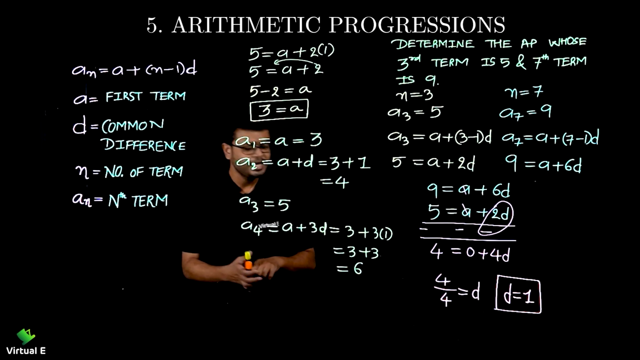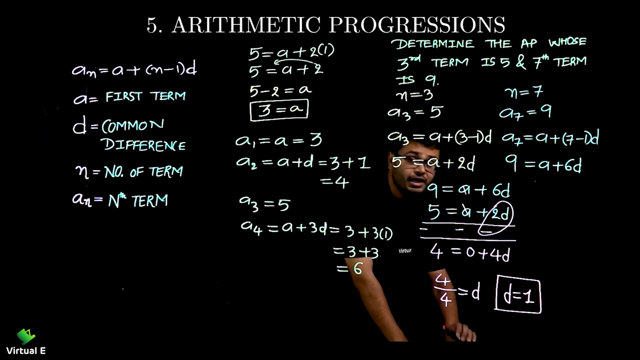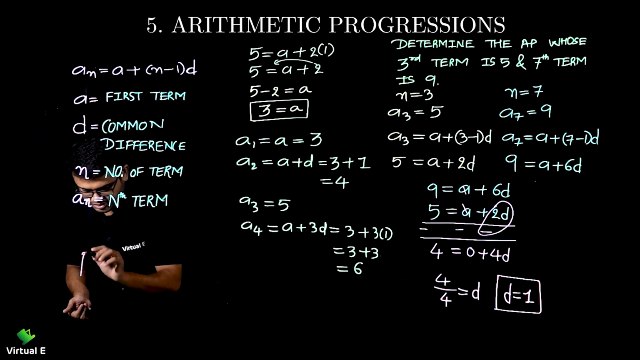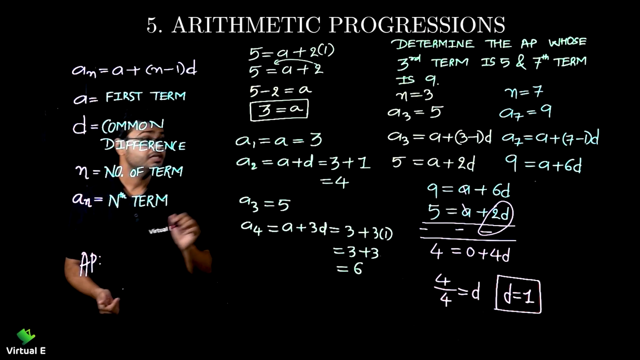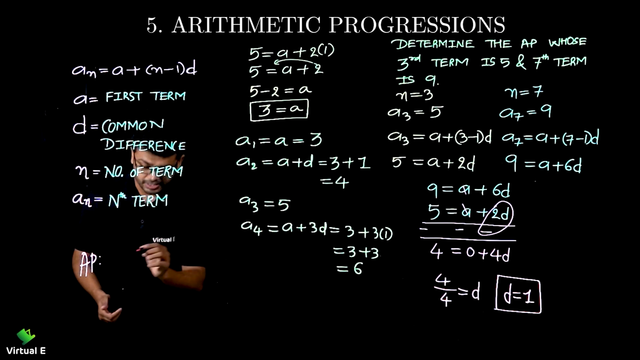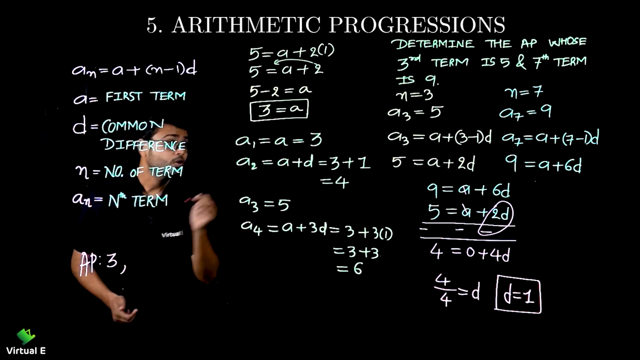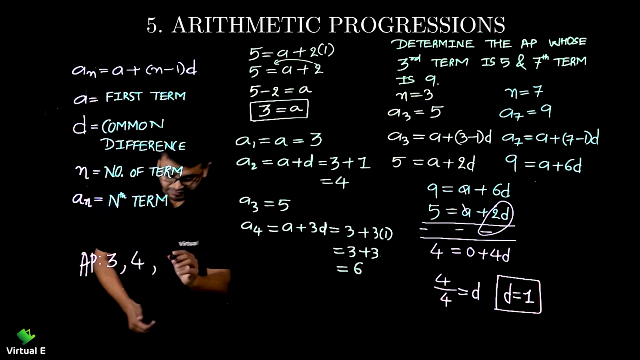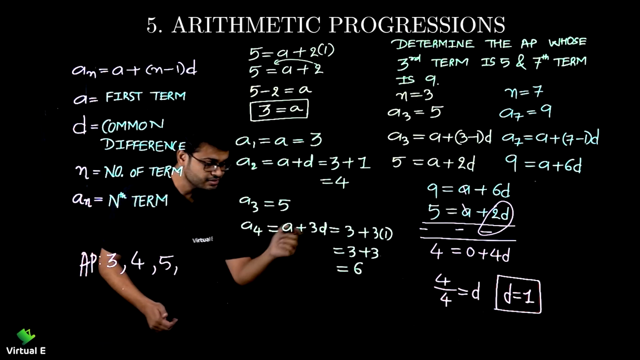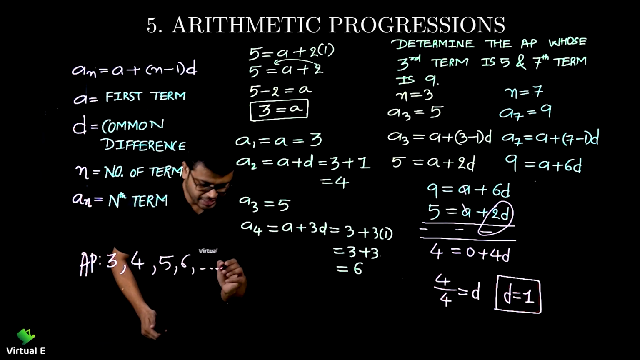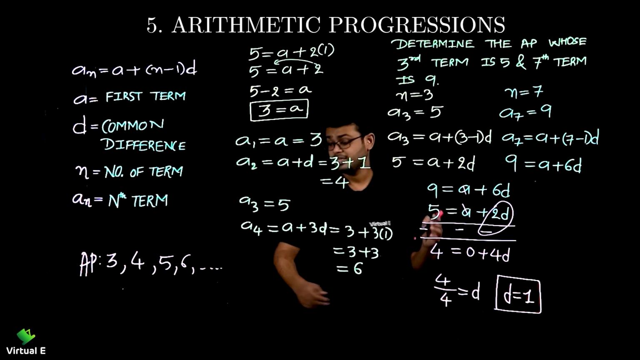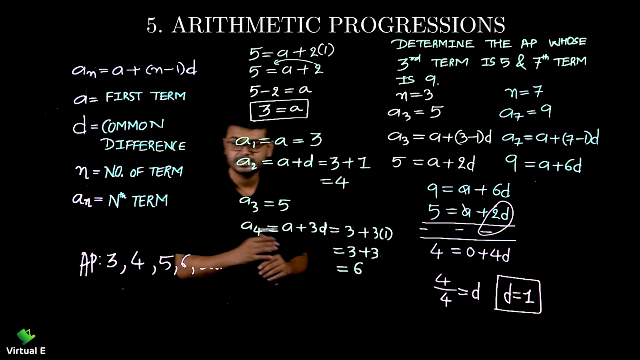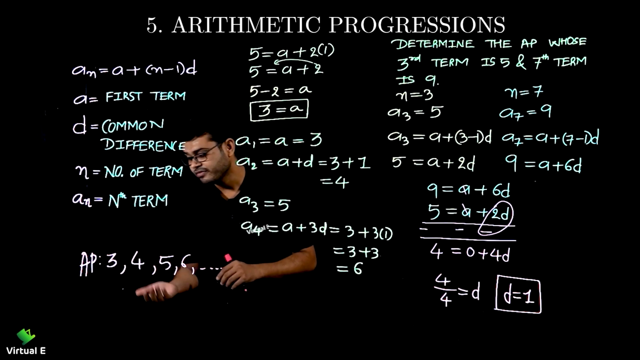Now if I want to write my AP, what will it be? First term, second term, third term, and fourth term. So let's write AP. What's the value of AP? It is, first of all, 3. It starts with 3 first term. What is the second term? 4 here. What's the third term? 5. And what's the next term? 6. And afterwards, if you want to get the fifth term, you can also get it. So 3, 4, 5, 6 is the AP. It starts with 3 and common difference is 1.